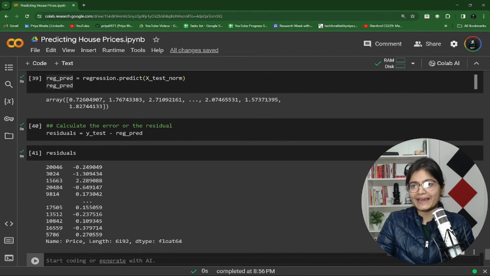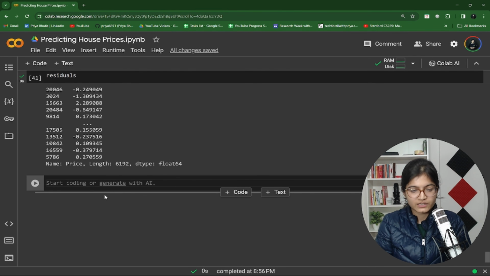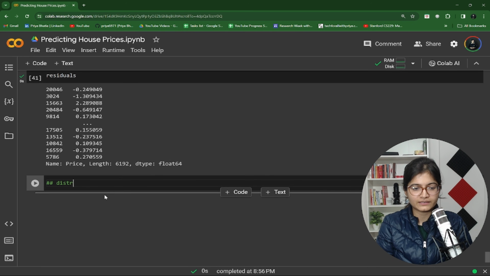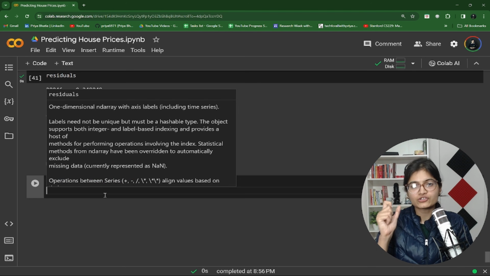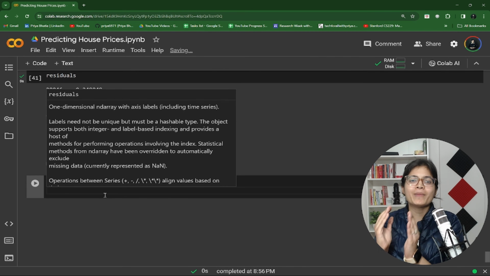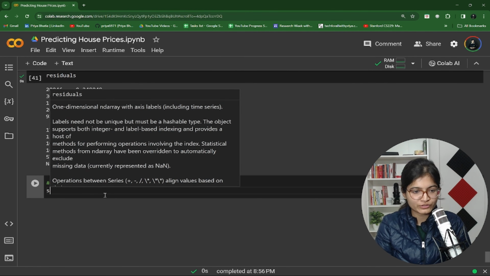To see how it will look, we can create a distribution plot of these residuals. Usually, as per the assumptions of linear regression, do you remember how the residuals should look? They should be in the form of a normal distribution. The more it is inclined towards a normal distribution, the better it means our model is trained, right? So let's see how this plot will look.